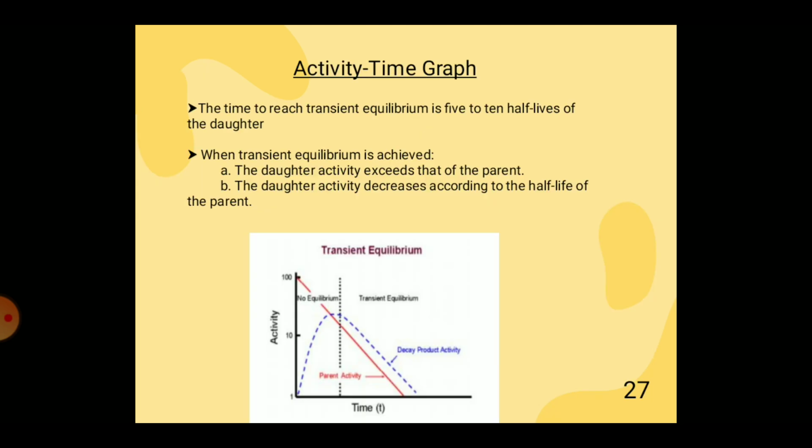Now let's look at the activity time graph of transient equilibrium. In transient equilibrium, the time to reach equilibrium is 5 to 10 half-lives of the daughter. When transient equilibrium is achieved, the daughter activity exceeds that of the parent. From the graph, the dotted blue line represents the activity of daughter nuclei and the red line represents the activity of parent nuclei. The activity of daughter nuclei is increasing from 0 and after reaching a maximum, it exceeds the activity of the parent. And the daughter activity decreases according to the half-life of the parent. After achieving the maximum, it comes towards the x-axis, which shows that it is decreasing. So this is all for the activity time graph.